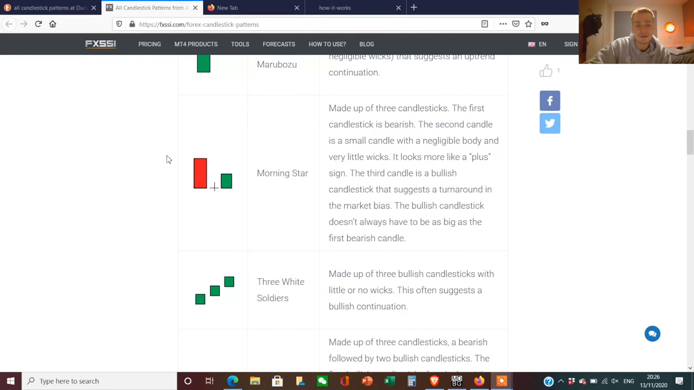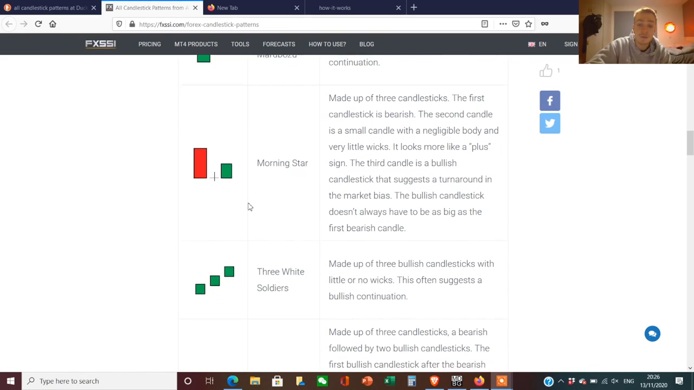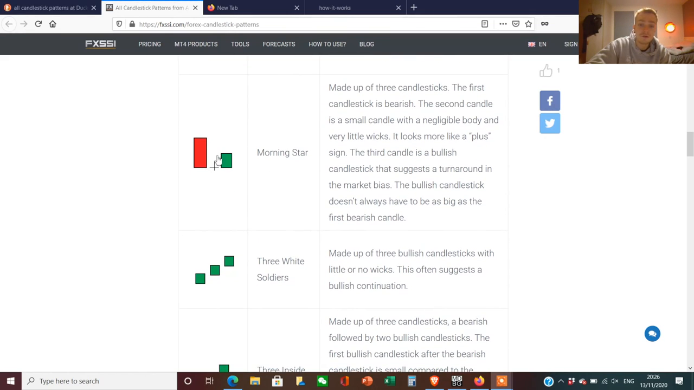And this is here, and this is made up of 3 candlesticks. The first candlestick is bearish. The second candlestick is a very small candle with a negligible body and 2 little wicks, and it looks more like a plus sign. The third candle is a bullish candlestick that suggests a turnaround in the market bias. The bullish candlestick doesn't always have to be as big as the first bearish candle.